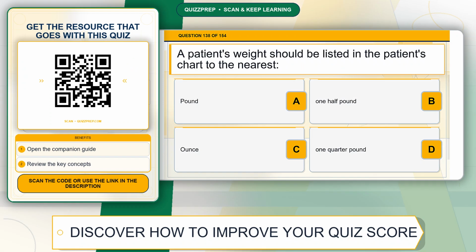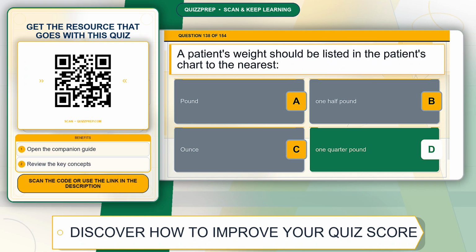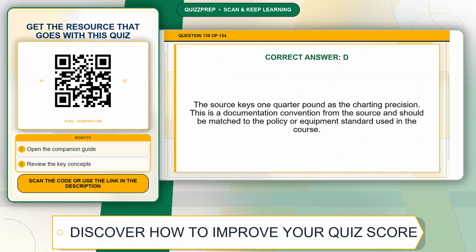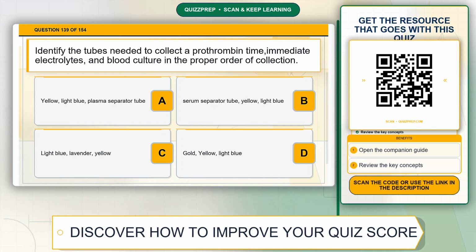Question 138. A patient's weight should be listed in the patient's chart to the nearest. Option A, pound, option B, 1/2 pound, option C, ounce, option D, 1/4 pound. The correct answer is option D, 1/4 pound. Explanation. The source keys 1/4 pound as the charting precision. This is a documentation convention from the source and should be matched to the policy or equipment standard used in the course.